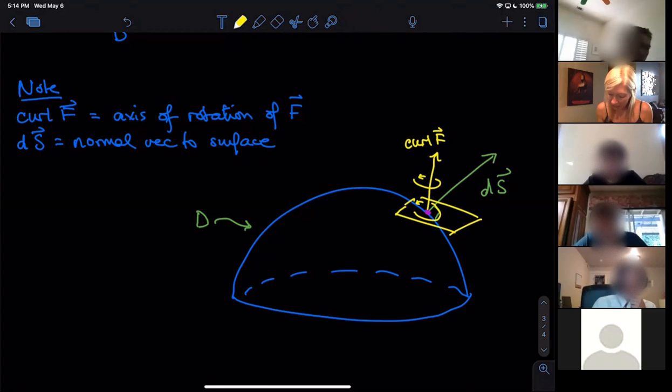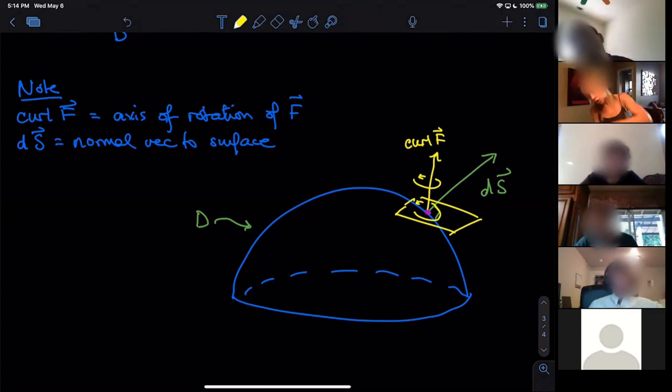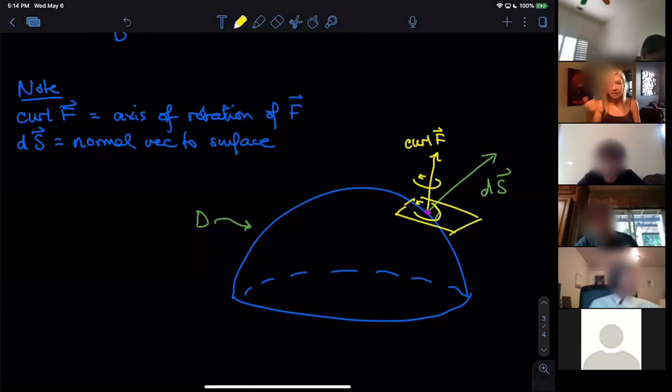But what happens if I take the dot product of the curl vector and the ds vector? What I'm really doing is I'm asking how much of this rotation, it's like scalar projection. How much of this rotation is happening around the ds vector? To what degree is this? See, this rotation, sure, it's puncturing through and coming out of this blue surface, but still there's some kind of swirling parallel to the blue surface.